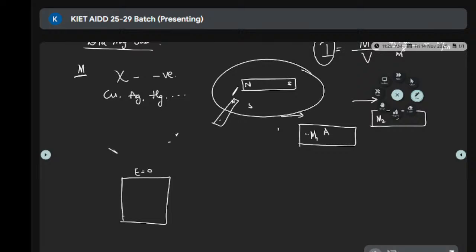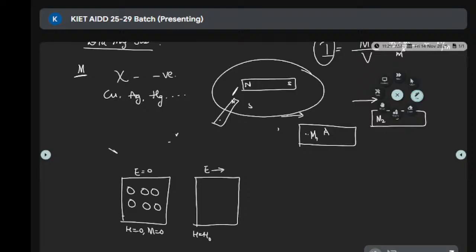E is 0. External field is 0. H is 0. No magnetism, no magnetic moment. So I will show that in the form of circles. Now some E is applied. So automatically because of E, some H is produced. That H is H naught. So because of H naught, what is inside? Dipoles.